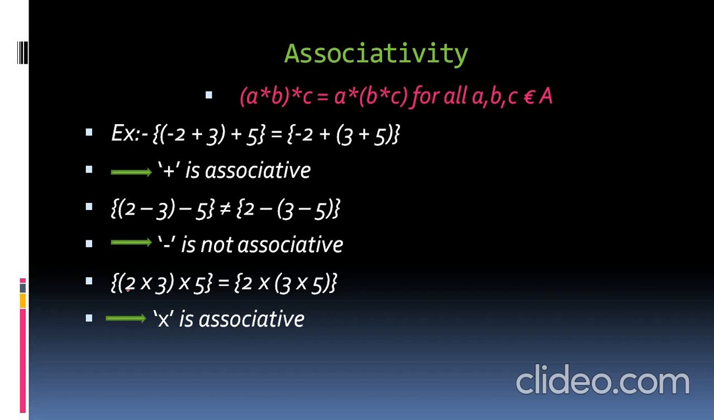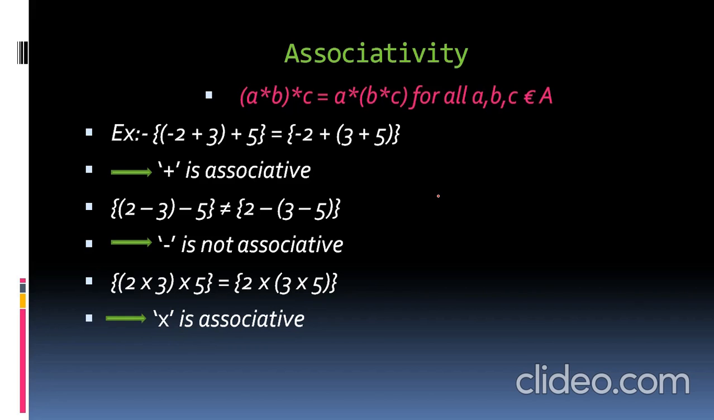Again consider three elements 2, 3 and 5. First multiply 2 and 3. What we get is 6. Then we multiply it by 5. We get 30. Now multiply 3 and 5. What we get? 15. Now 2 into 15 is again 30. So here also the associative property holds, and we can say multiplication is associative.